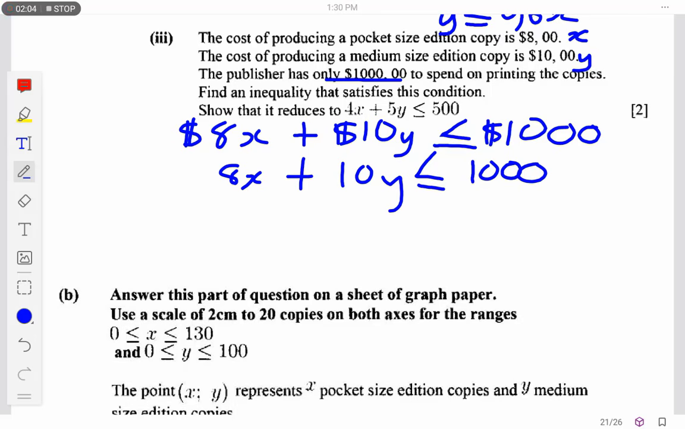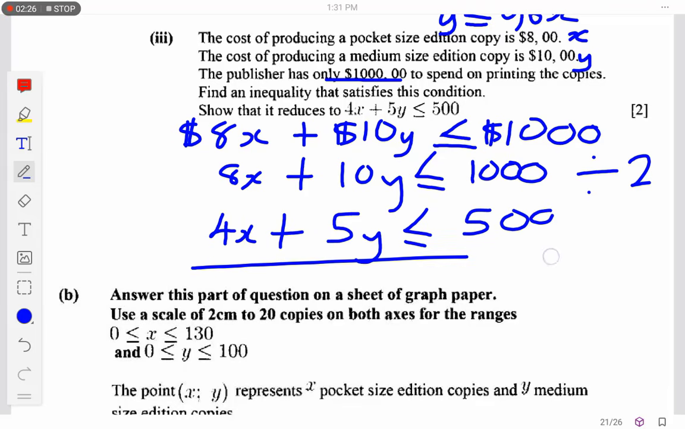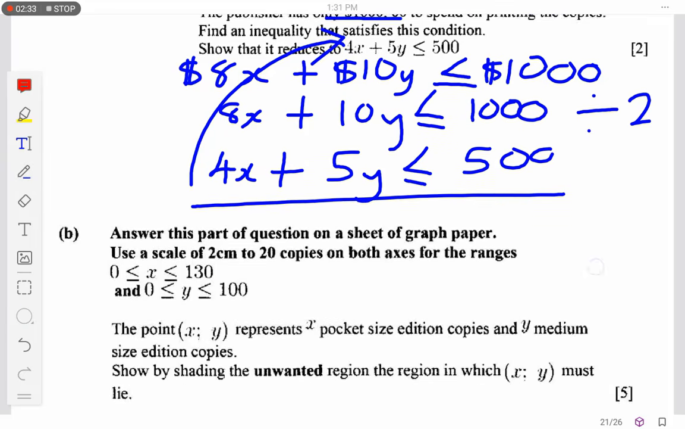But we are asked now to show that it reduces to this form. So you can divide everything by 2. If I divide 8x by 2, I'll get 4x, plus 10y by 2, that's 5y. This is going to be less or equal to 1,000 divided by 2, that's 500. So we have reduced to this form. You see now? It's the same. Let's move on to the next question.